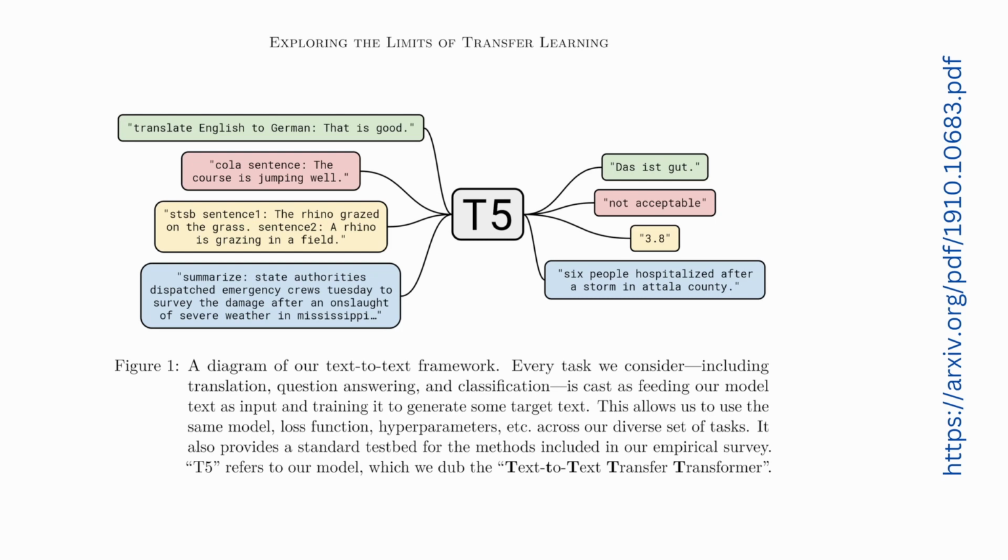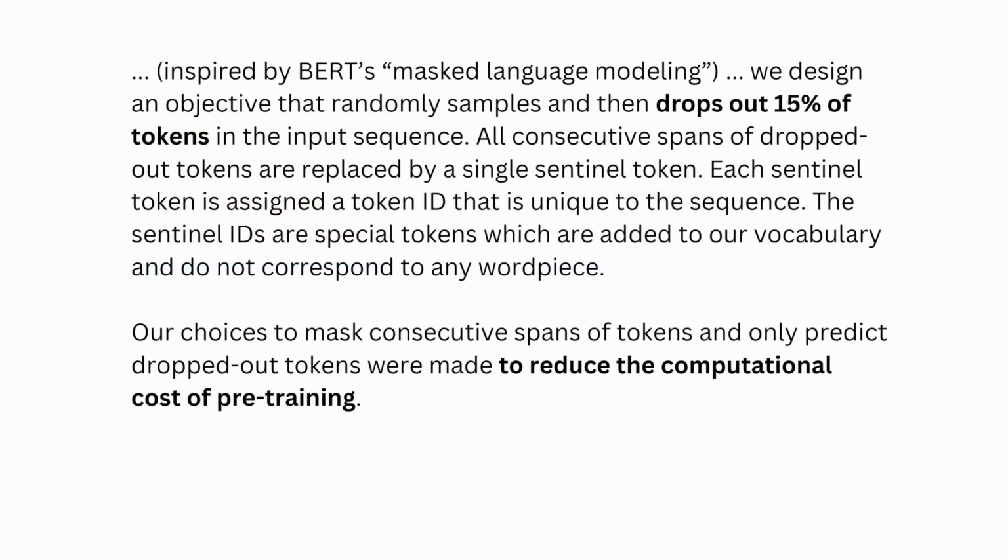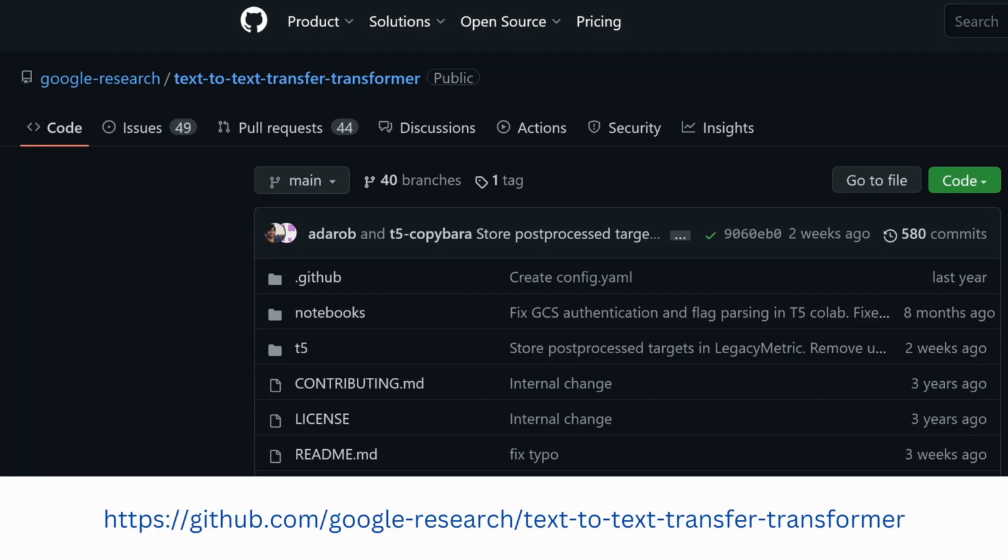And of course, they used a transformer architecture. This means more or less that they used on the encoder stack also something like BERT's MLM modeling. They had a dropout of 15% of the tokens in the input sequence, and they even cared about reducing the computational cost of pre-training the model.